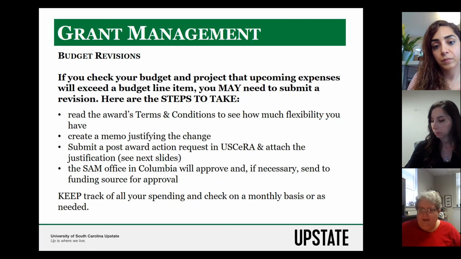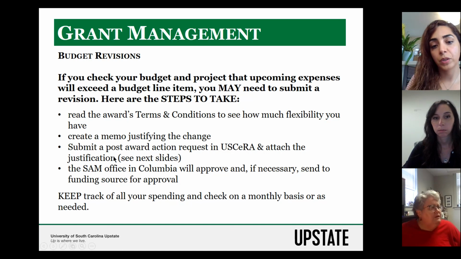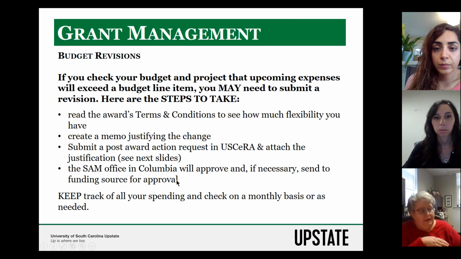But let's just say, for the sake of argument, that you do need to submit a budget revision. So you're going to create a memo justifying that change. Why do I need to move this money? In this case, it would just be that the equipment costs less now than I had budgeted, and I want to move the money into a different category and use it for something else. So we would go into USERRA, and I'll show you the screenshot in just a minute, and then attach the justification, and then I will approve it, and then it goes to the SAM office in Columbia for them to approve.